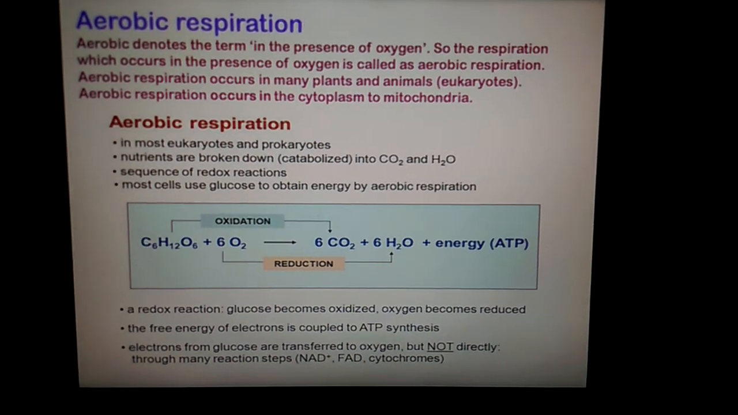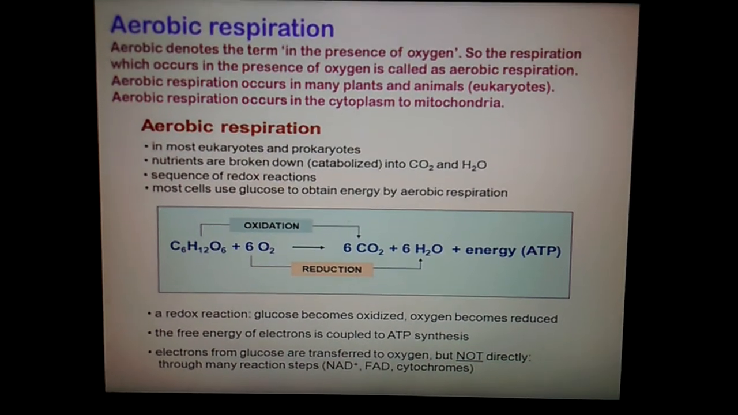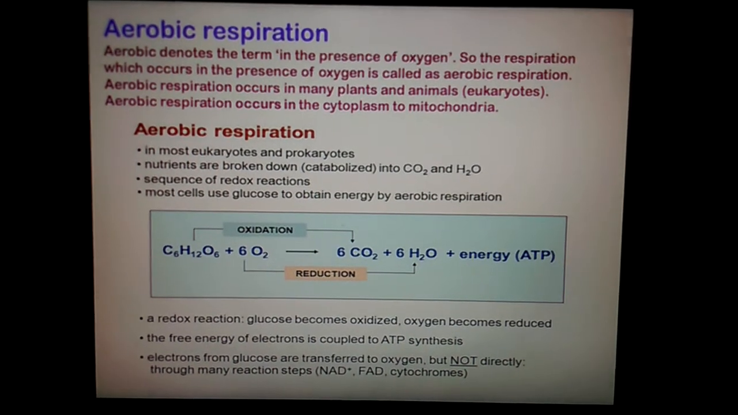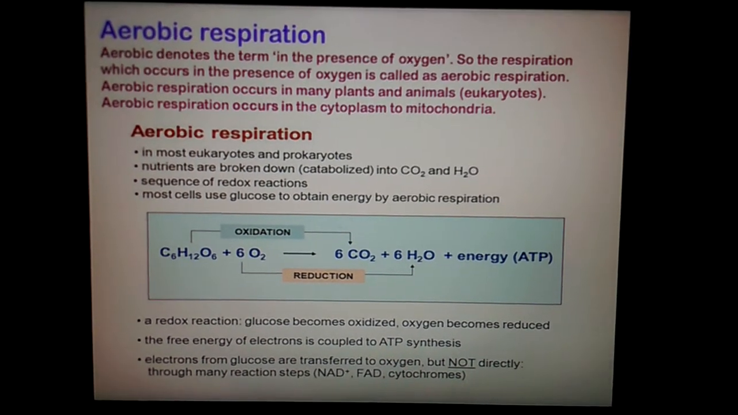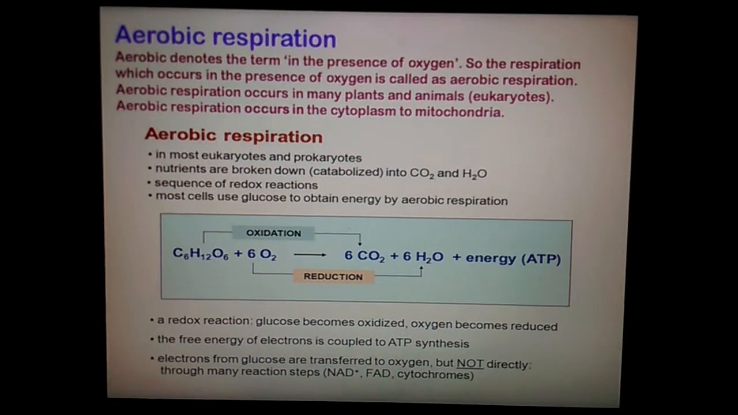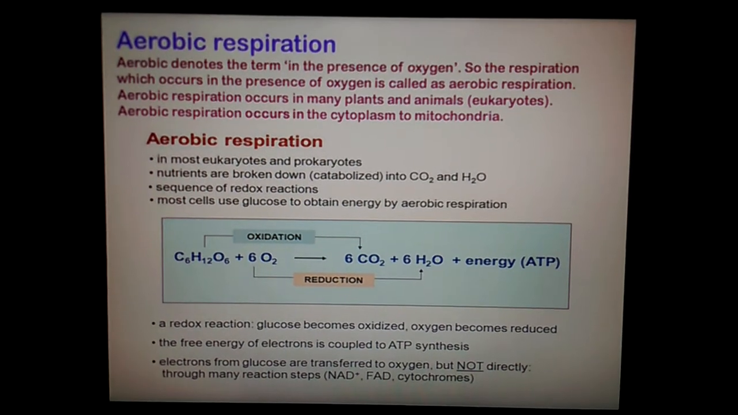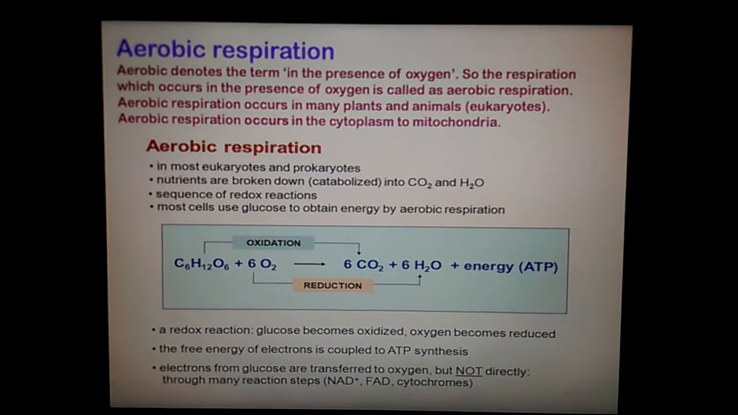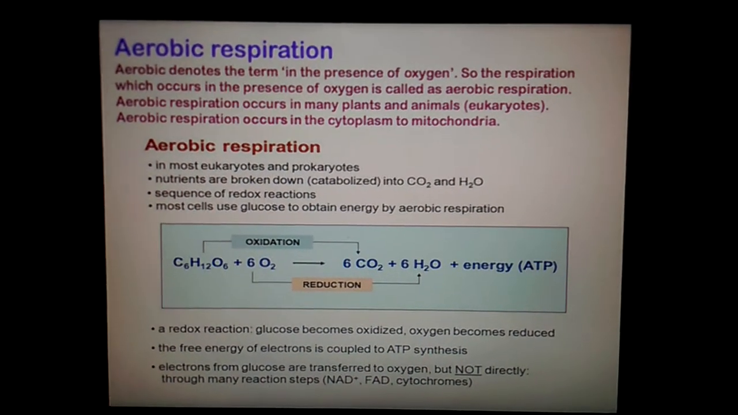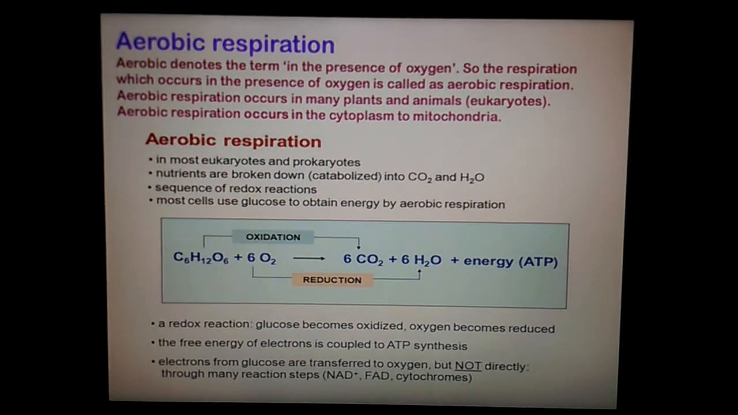Aerobic denotes the term in the presence of oxygen. So the respiration which occurs in the presence of oxygen is called aerobic respiration. Aerobic respiration occurs in many plants and animals, eukaryotes, like higher plants and organisms. Actually, aerobic respiration takes place in higher organisms. Aerobic respiration occurs in the cytoplasm and mitochondria.